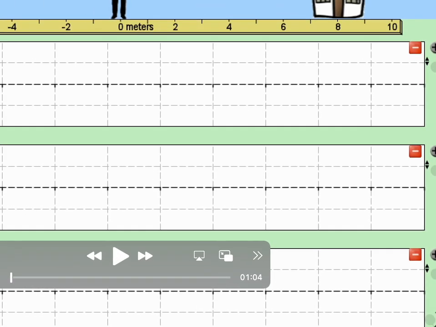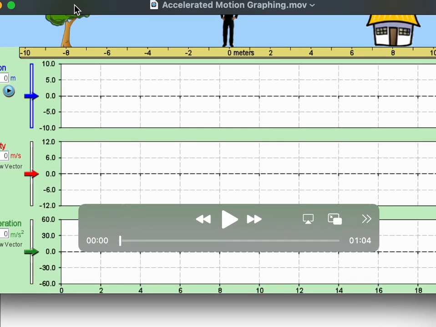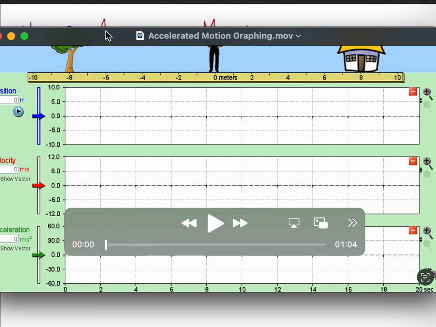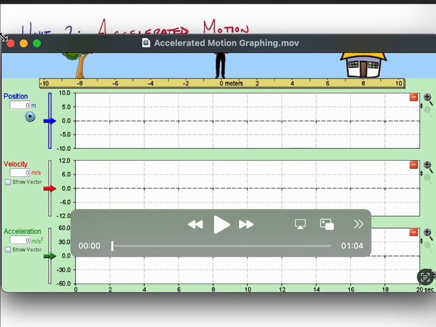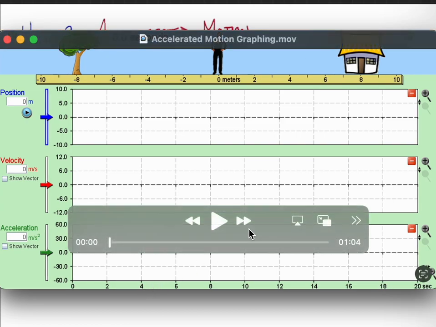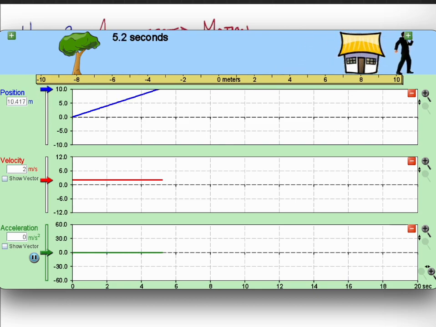So if I can slide this down. Okay, so here I just have a simulation that's going to allow me to see what's happening with this object. If we let it run, you'll see in this case that I'm going to give this a constant velocity of 2 meters per second. Again, this is constant velocity motion.